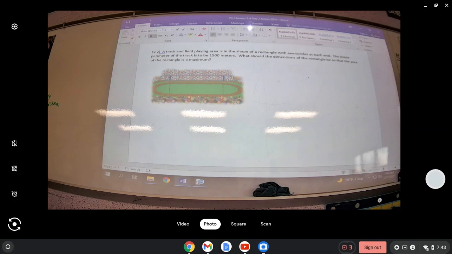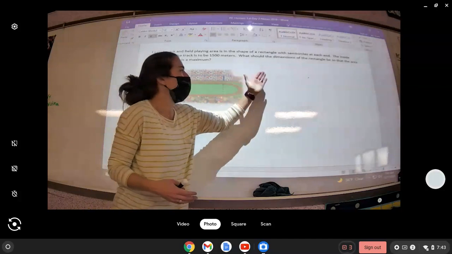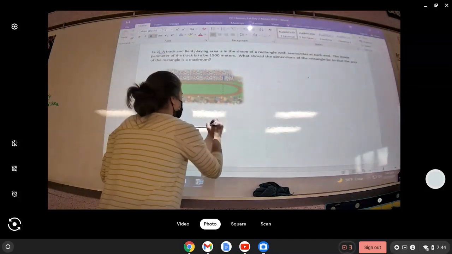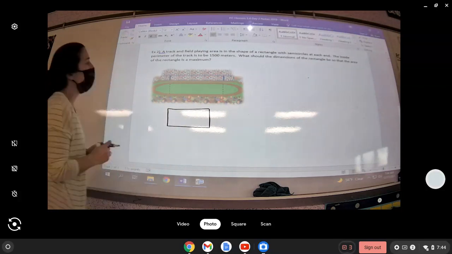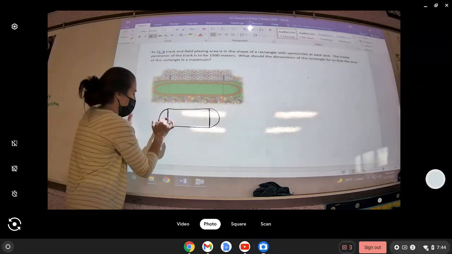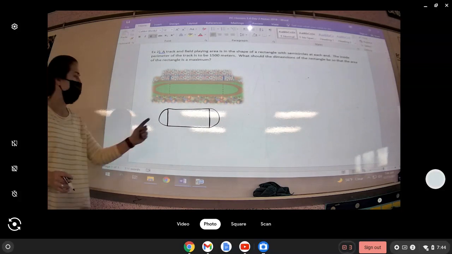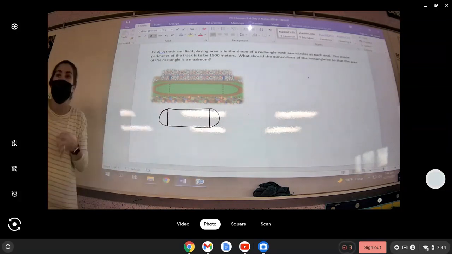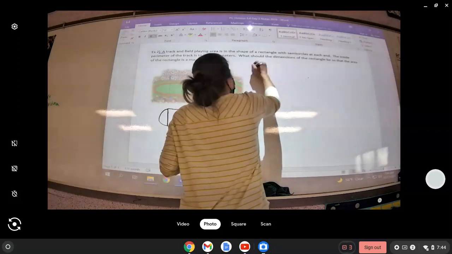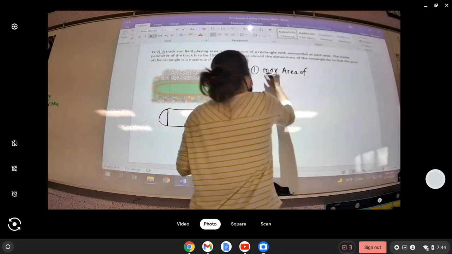All right, let's organize ourselves. First of all, what have they asked us to do? At the end of the day, we're trying to find what the dimensions of the rectangle should be. We have a track that is a rectangle with semicircles at its ends. Everybody can kind of picture that as a track. They want to know the length and the width so that it maximizes the area of the rectangle. So goal number 1 is we have to maximize the area of the rectangle.